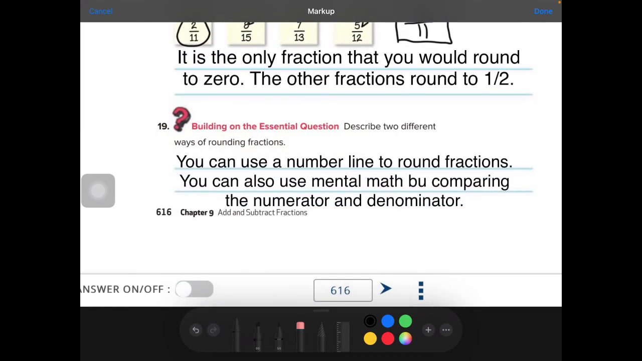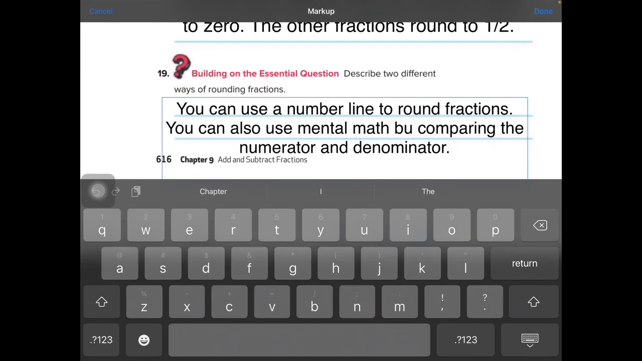Number 19. Describe 2 different ways of rounding fractions. You can use a number line to round fractions. You can also use mental math by comparing the numerator and the denominator. There we go.